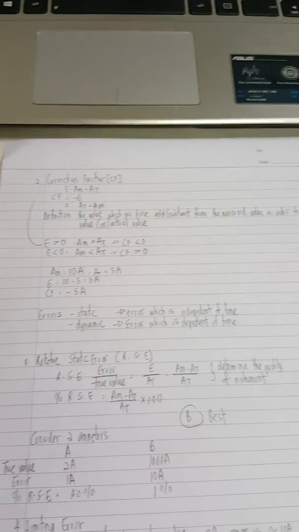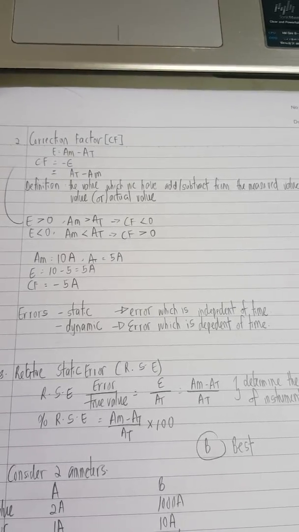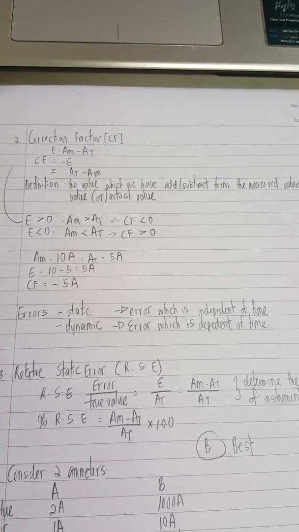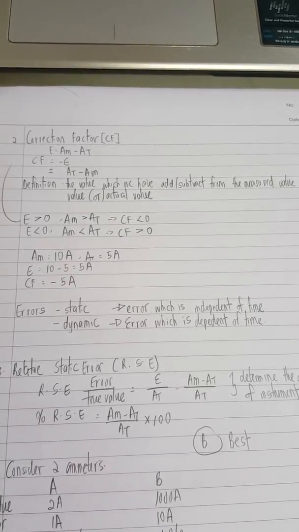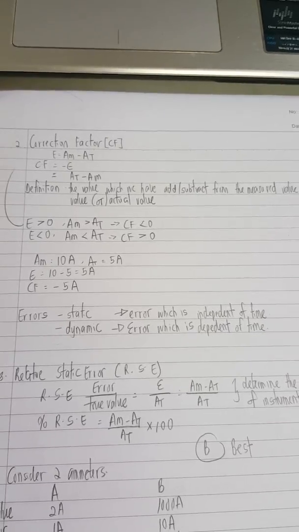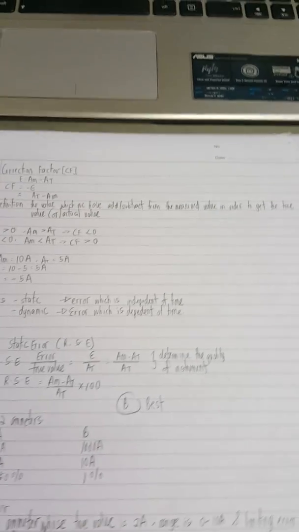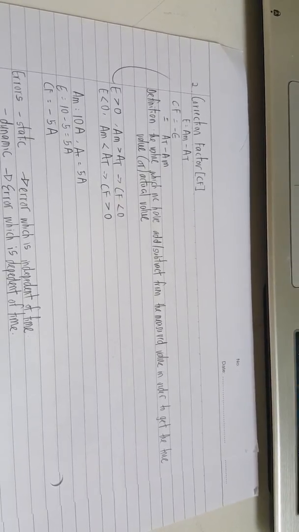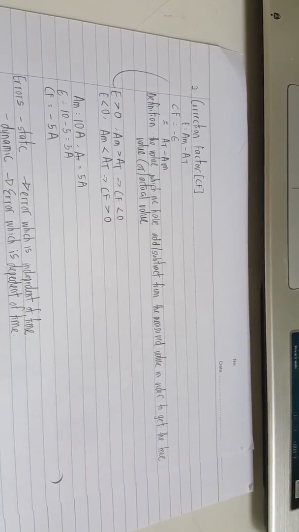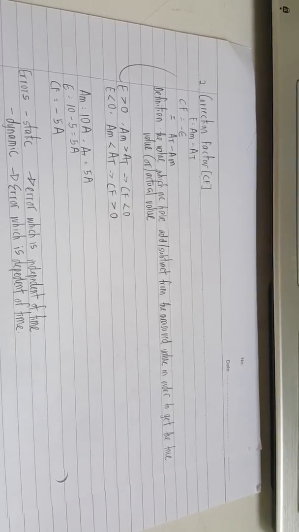After this, we focus on the correction factor. So for the correction factor, as we know, error is measured value minus true value. The correcting factor is the negative of error, which means invert the error, which means true value minus measured value instead of measured value minus true value. The correcting factor is the value which we have to add or subtract from the measured value in order to get the true value or actual value.